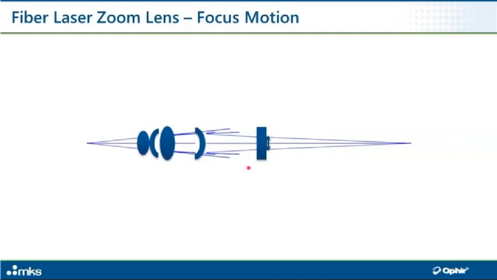So, in summary, if you move this set of 3 lenses, you change the focal length of the lens without changing the focal plane position. However, if you move this element, you change the focal plane position, but you are not changing the focal length of the lens. This is the principle of a zoom lens.